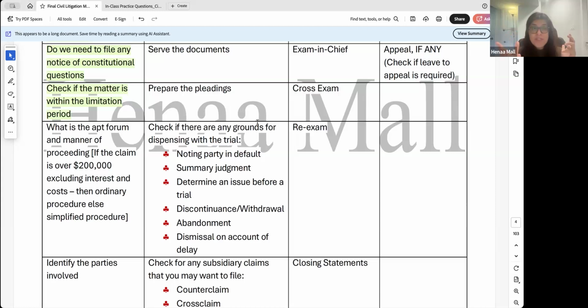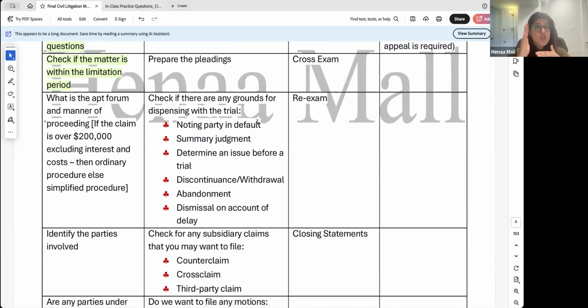So it is so easy to get confused between Rule 20 and Rule 21. And that is why, from knowledge of law perspective and litigation process perspective, candidates tend to get confused. So these are the various motions that stop a litigation file in its tracks.